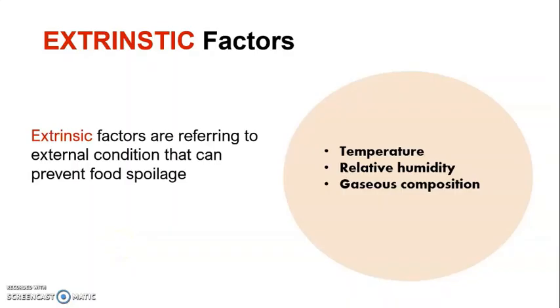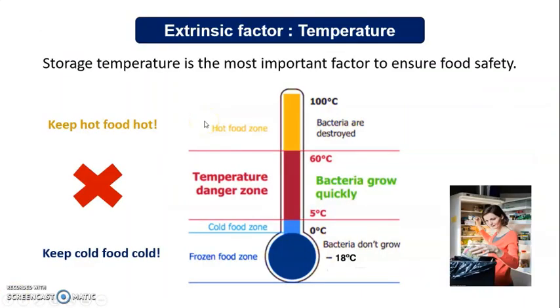Now we're going to talk about extrinsic factors. Those are referring to external conditions that can prevent food spoilage. Some of the factors are temperature, relative humidity, and also gaseous composition. The first one is temperature.